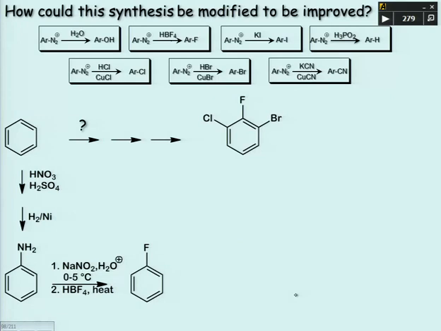Here's what I need to do now. I need to introduce a blocking group. But I need to introduce a blocking group that will then allow me to brominate and halogenate these 2 positions. How would I introduce a blocking group, or what blocking group? We have another volunteer from the far left. What blocking group would you suggest?